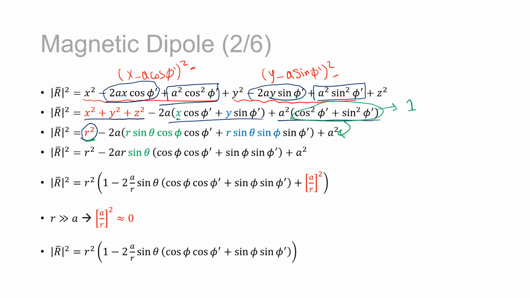Then we can rewrite x and y in their spherical coordinate form, which is r sine theta cosine phi and r sine theta sine phi. Now, taking the common terms, I take r sine theta outside here. Finally, I take r squared as a common term, and once we do so, we get here 1, here a over r, and here a over r squared. r is assumed to be relatively much larger than a, so we can assume that a over r squared is equal to 0. Then finally, our r squared will reduce to this form.